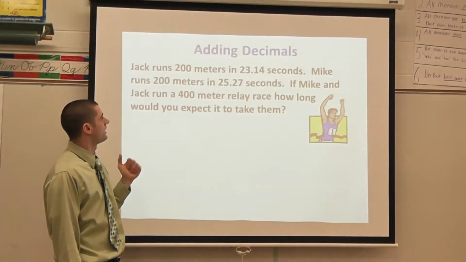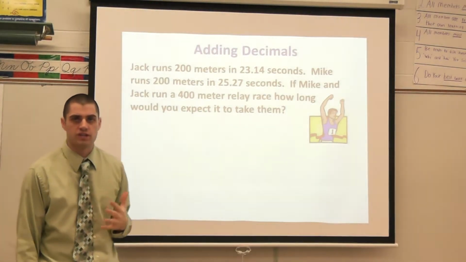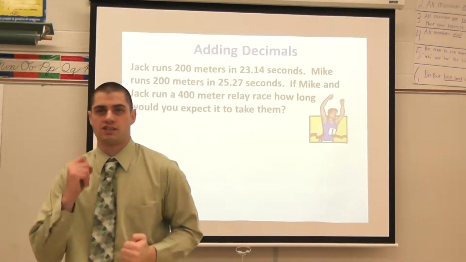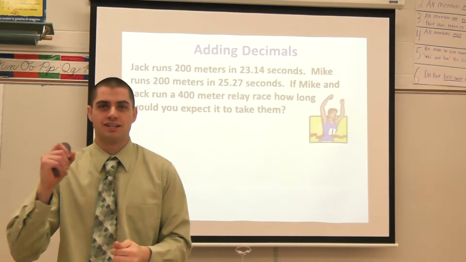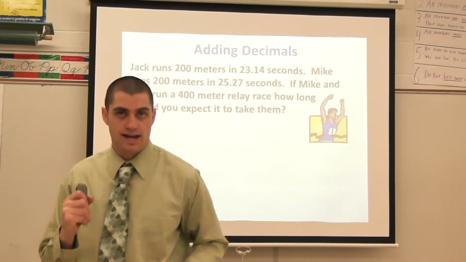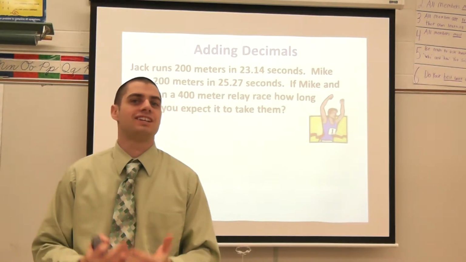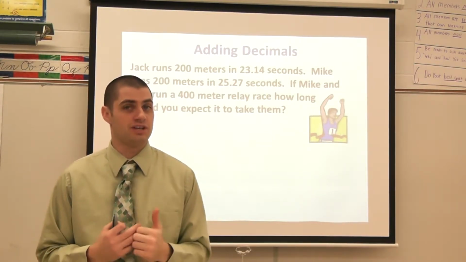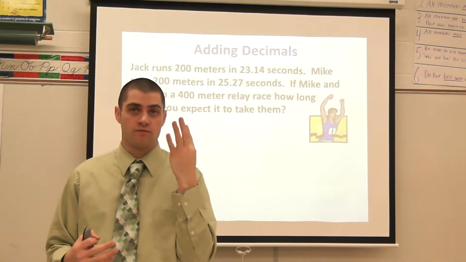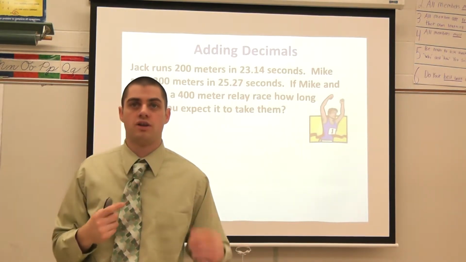These two guys, Mike and Jack, are running a 400 meter race. So imagine they're getting ready. The gun goes off. They start running. Jack's going to run his first 200 meters. He's then going to hand off the baton to Mike, and Mike's going to sprint the last 200 meters. If they keep the same time that they had in their previous races, we're going to try and find out how long it would take them together to run 400 meters, or once around the track.